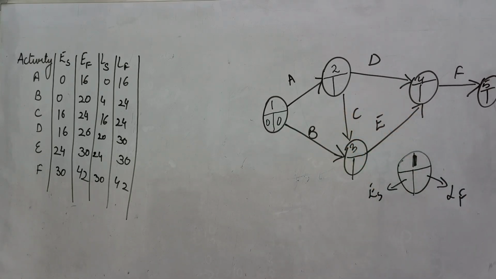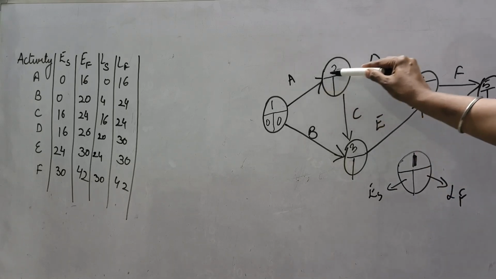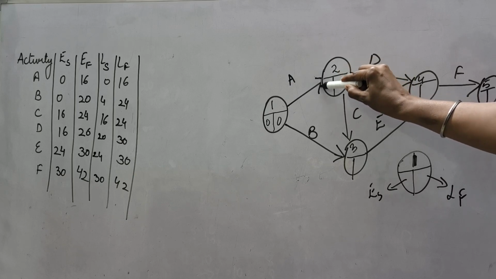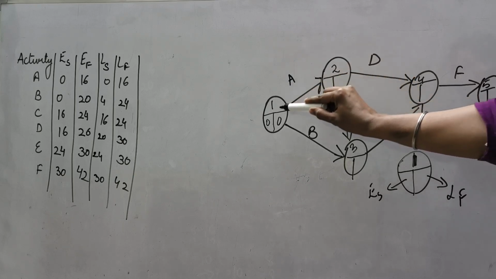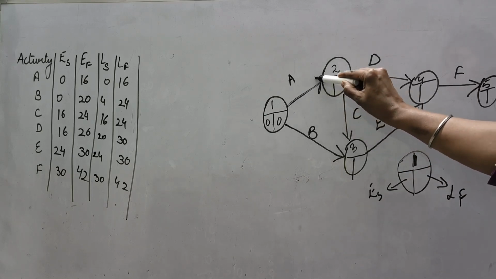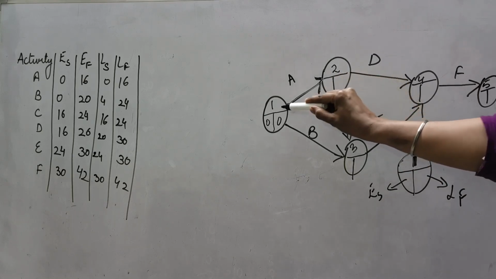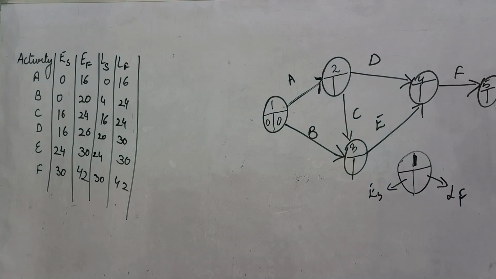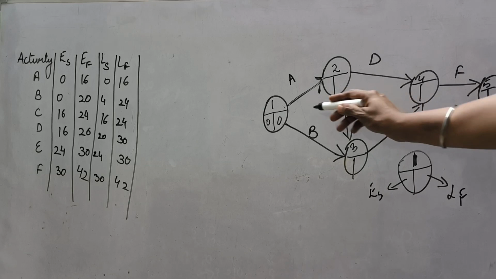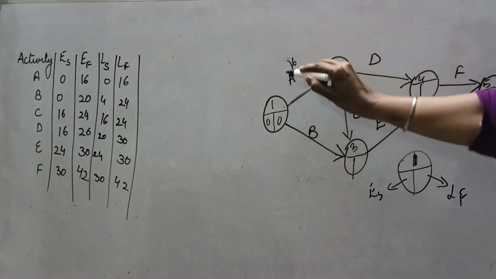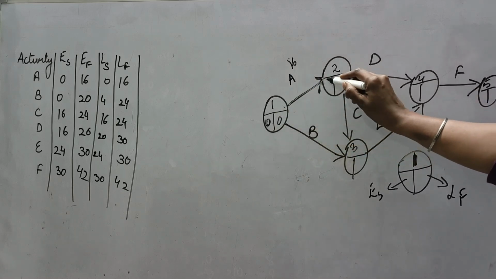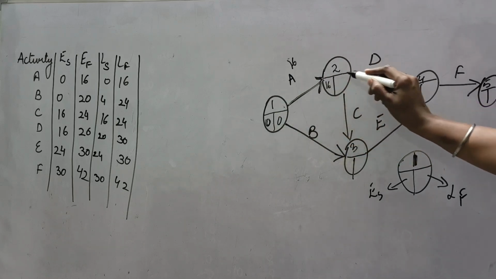So this is our first activity, A, and here on this node, this will be called our head, and this will be called the tail of the activity. This is the head where the arrow is pointing, and this is the tail of that activity. Now for activity A, according to the time given in the question, this activity was taking 16 hours. So if this is the earliest start, for the next it will be 16 only.